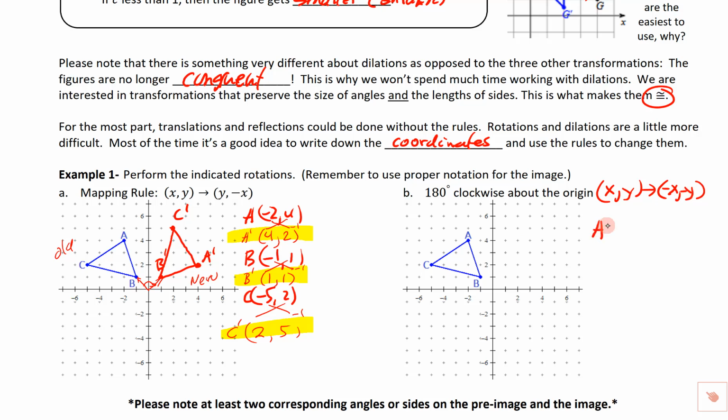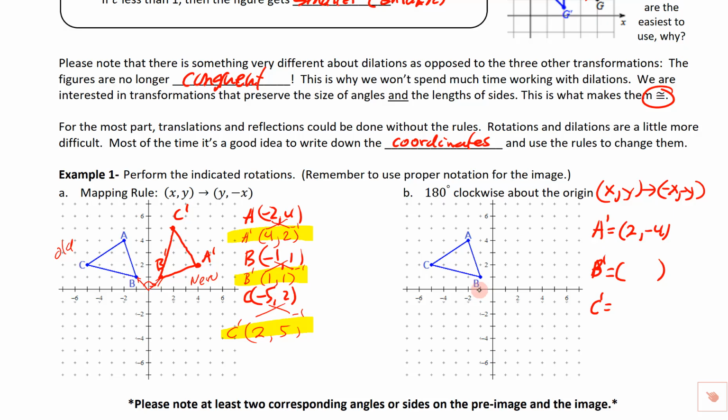So if you wanted to, this would be one where maybe you could get away without listing what they are. Whoops, let's put a B prime here, and let's put a C prime here. So this one is, let's see, -2, 4. So that would turn into 2, -4. Okay, we just take the old coordinate, -2, change it to a positive. Old y coordinate 4, change it to a negative.